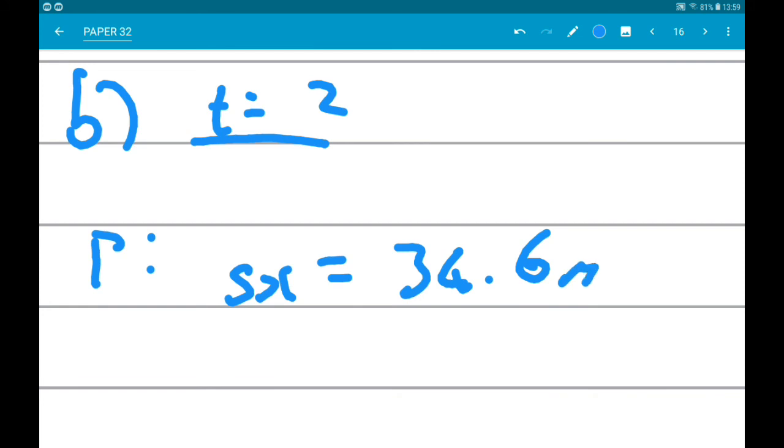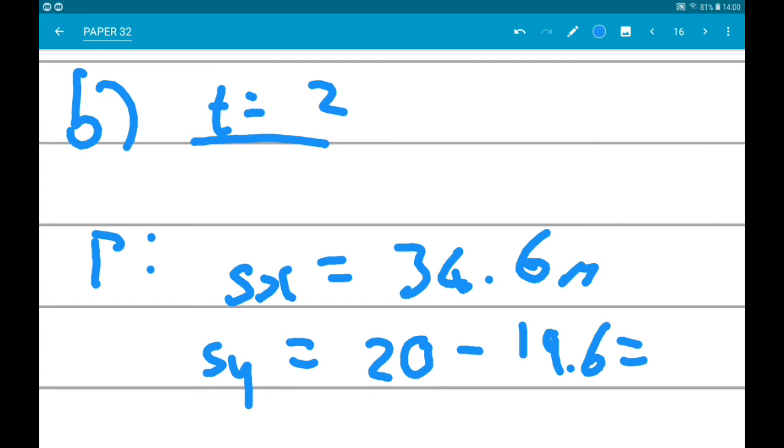And the vertical, so for that we're going to use ut add 1/2 at squared, so that's 20 minus 1/2 times 9.8 times 4. So that's minus 19.6. So that's 0.4 meters.